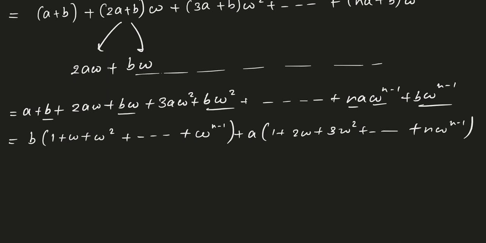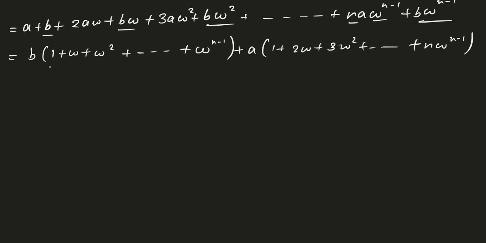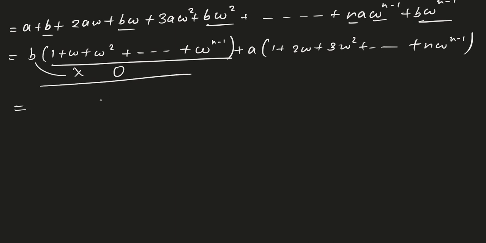As I discussed above, the sum of complex nth roots of unity is equal to 0, and this is the sum of the complex nth roots of unity. This just means 0, and if b is multiplied by 0, it will mean 0, so this whole term is 0 now. 0 plus a times 1 plus 2 omega plus 3 omega square plus up to n omega n minus 1.